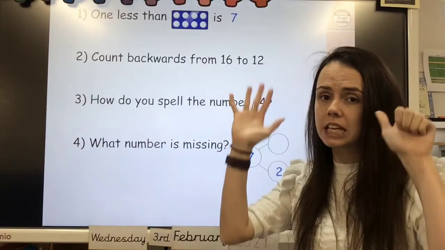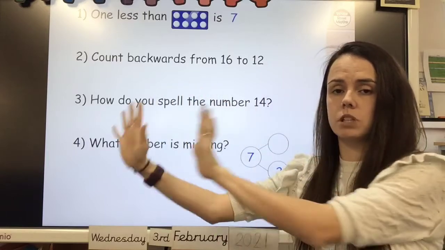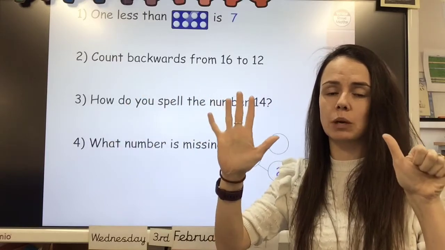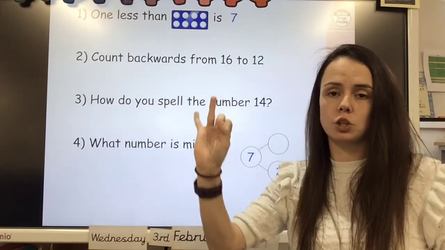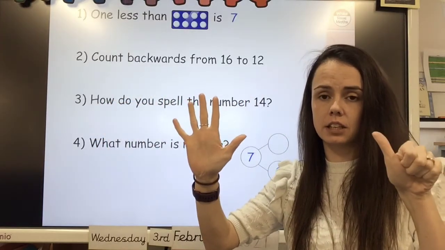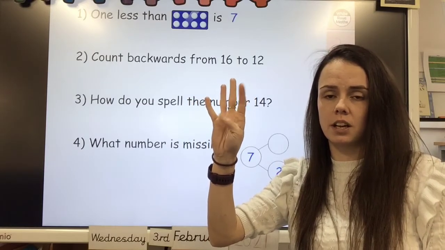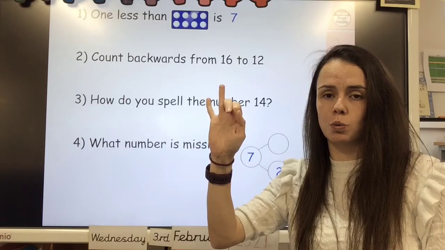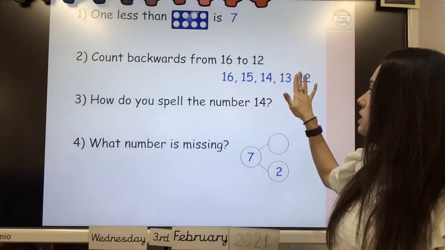So I'm going to have 6 fingers up, and this is going to be 16 because there's a secret 10. 10, 6. 16, and we're going down to 12, which will be a 10 and a 2. So 16, 15, 14, 13, 12. Well done. They also can be done like this. 16, 15, 14, 13, 12.